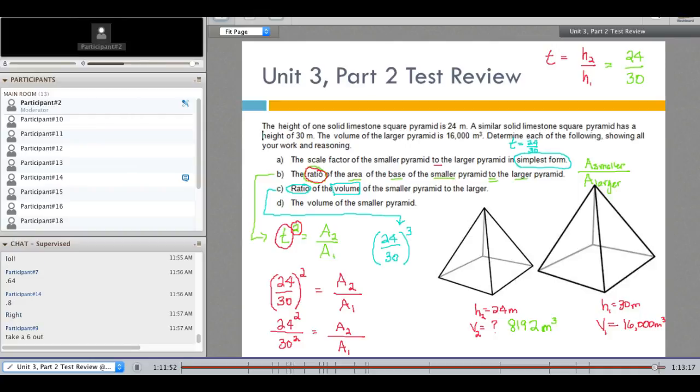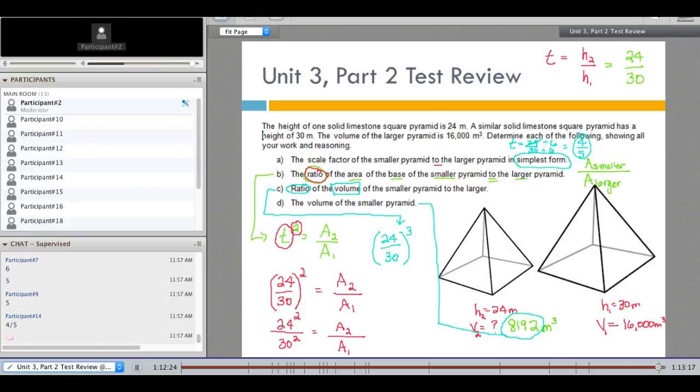What's a common factor between 24 and 30? Okay, 6 would go into each. So 24 divided by 6 is 4. And what about 30 divided by 6? 5. So 4/5 is actually the scale factor in simplest form. Okay, so that's part A. And then part D is the actual volume.